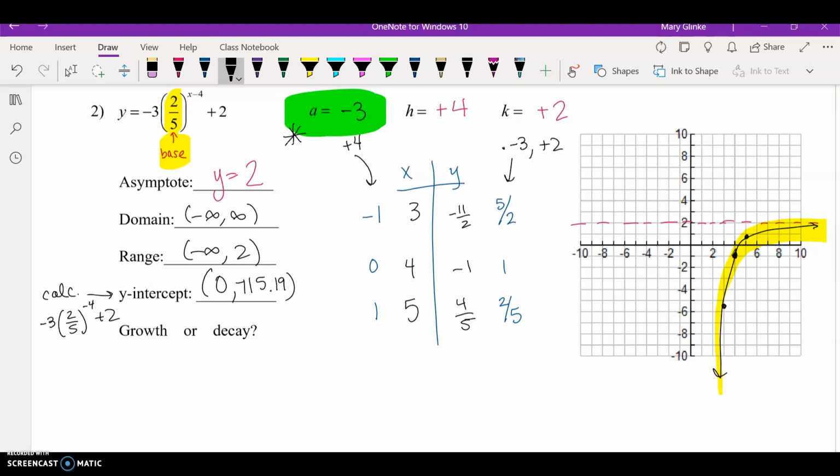Anytime you have a negative A, that means it's going to be neither growth nor decay because your graph conflicts with what you would normally say. You'd say decay, but if you look at your graph, it's not decreasing over time. So a negative A means neither growth nor decay.